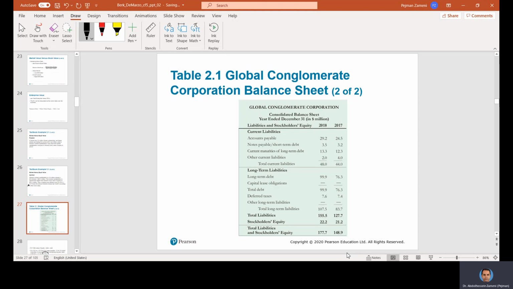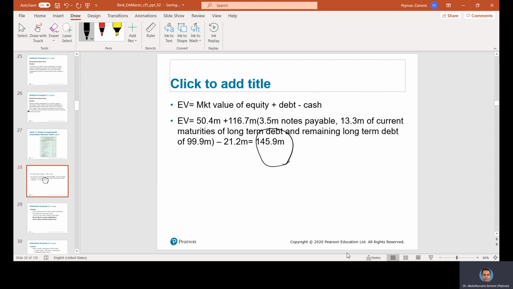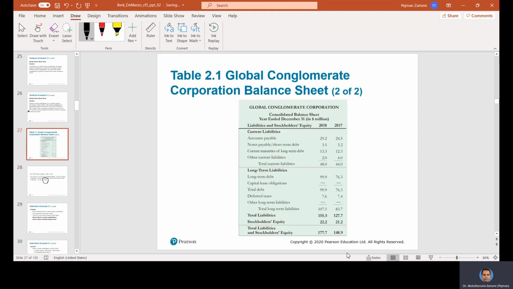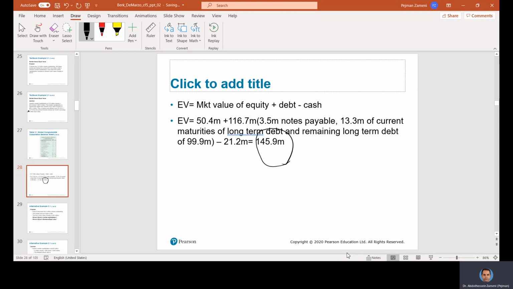And this is the balance sheet for the Global Conglomerate Corporation. Okay, how to calculate the enterprise value? We get all these numbers from here. That is 50.4 million plus 116.7 million, where the 116.7 million comes from 3.5 million of notes payable, 13.3 million of current maturities of long-term debt, and the remaining long-term debt of 99.9 million, minus the cash of 21.2 million, equal to 145.9 million.